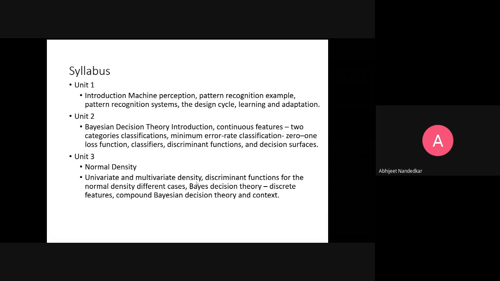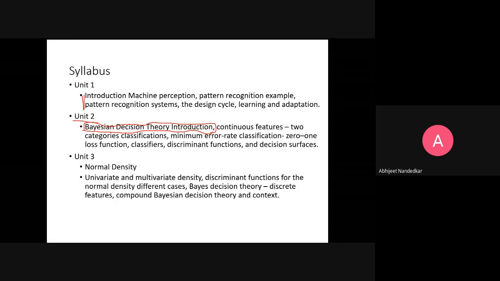So let us quickly go through the syllabus. So syllabus is like this. You can see here there are 6 units, actually 3 are on this slide. So this is the introduction to machine learning, then some perceptron or pattern recognition example, then pattern recognition system, design cycle, learning and adaptation. So this is a kind of introduction. Then we will go for Bayesian theory. So here Bayes theorem is the dominant one. We will go for various applications of Bayes theory or Bayes decision theory to do classification, clustering kind of jobs.